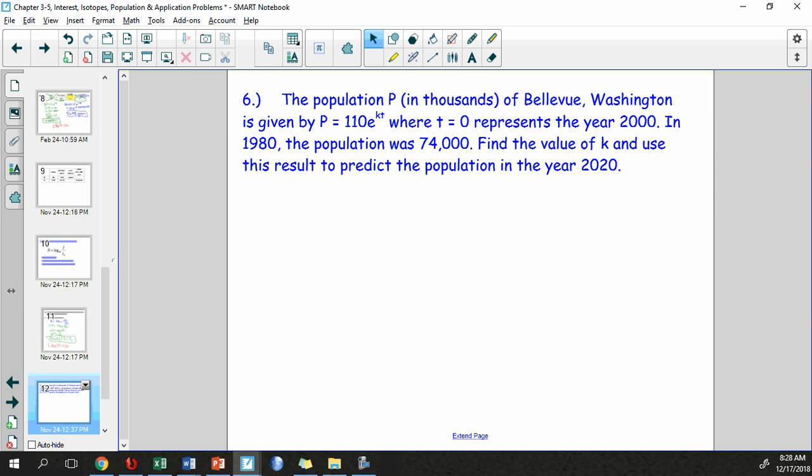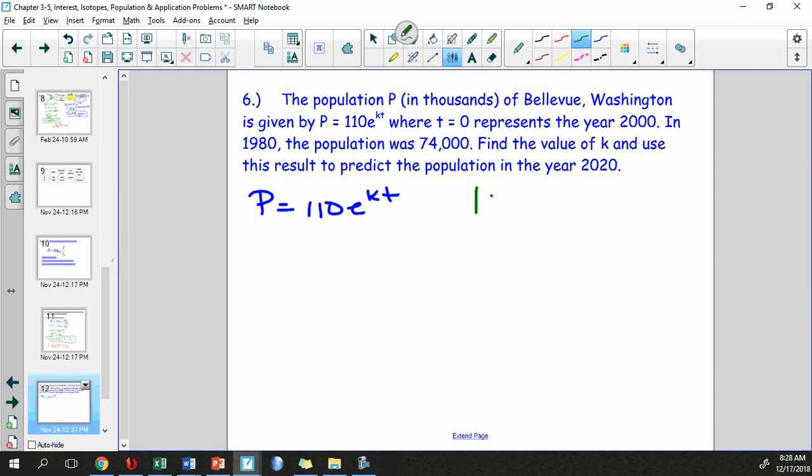So the population P in thousands. This is what you know. This is your lovely formula, where t represents the year 2000. Okay? Now, it says in 1980 the population was 74,000. Huh, well that's interesting. I need to know the rate at which my population is growing or declining. Do you understand that? So I'm going to use the past population of 1980 corresponding to 74,000.